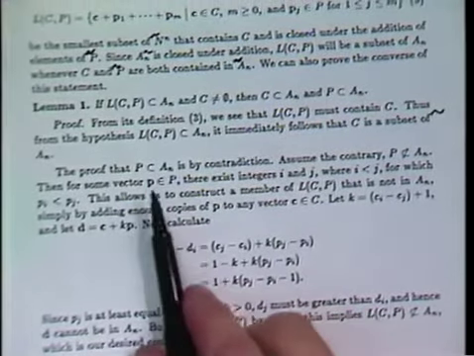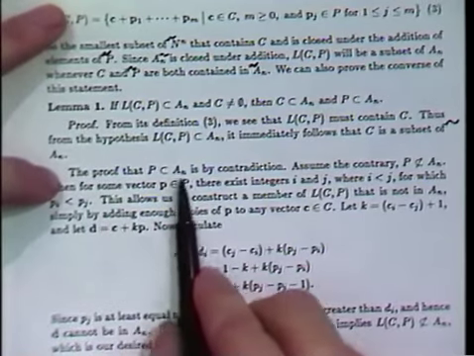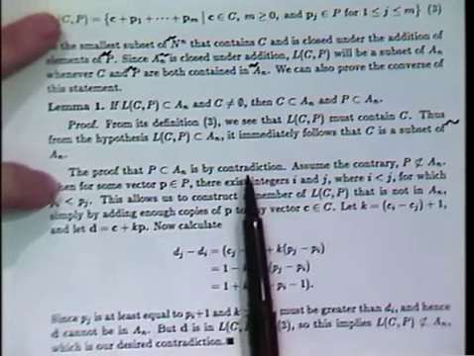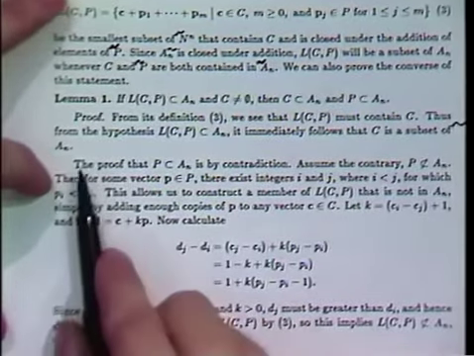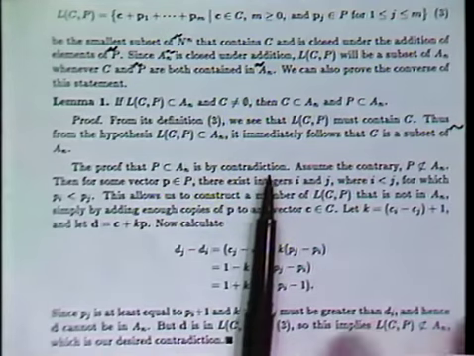And I kind of like this saying here: the proof that P containing AN is by contradiction. Remember, we had this problem of how to state this. This sets everything up, and it's in the present tense. It says it is by contradiction instead of it will be by contradiction. That's fine.